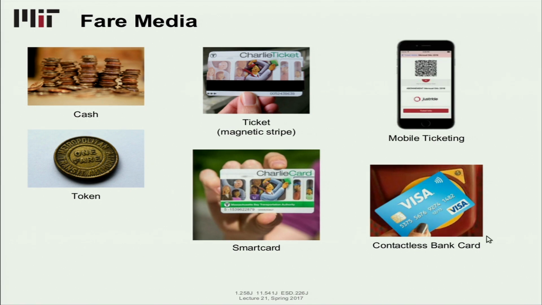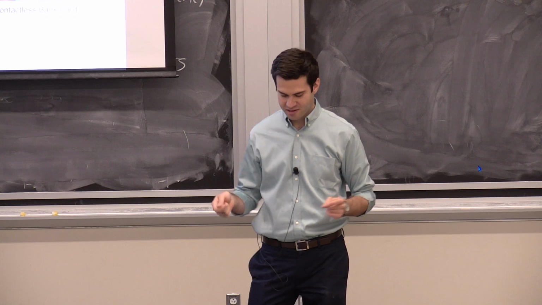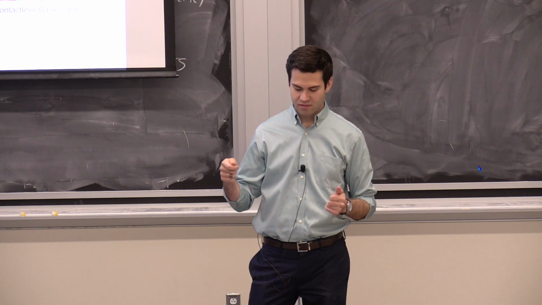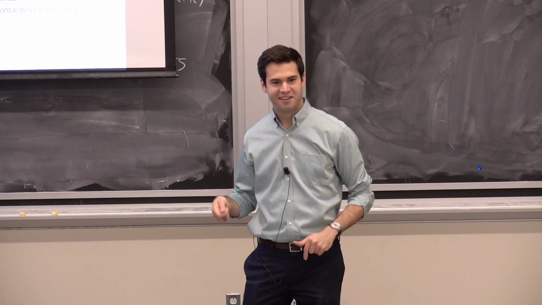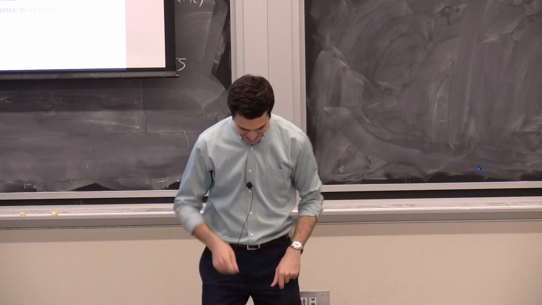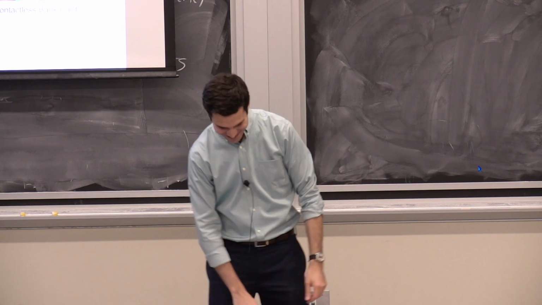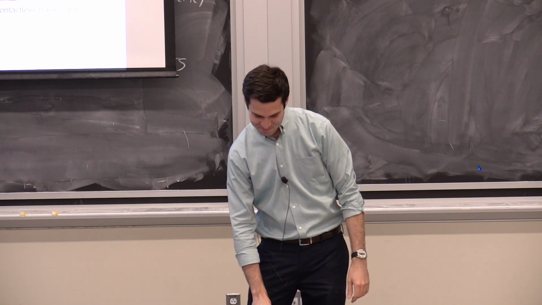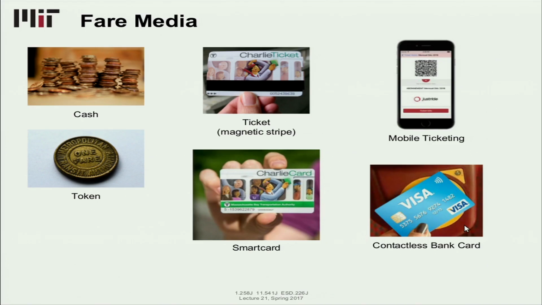And then the newest form is contactless bank cards. So that's a wireless Visa, MasterCard, credit, charge card, debit card, and you tap it on the reader. You can pass it around if you want. Right, so you tap it just like you would a Charlie card or an Oyster card in London, and there's the dialogue between the fare engine and the card.